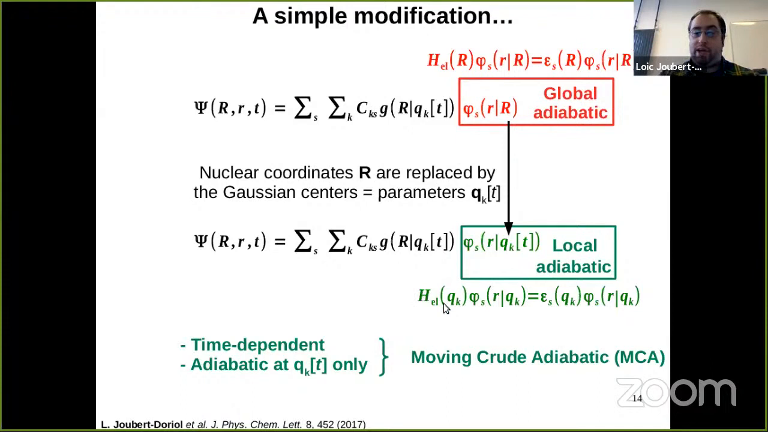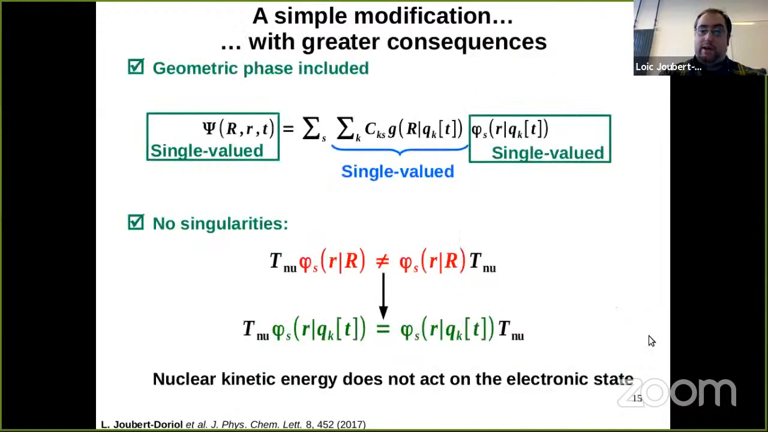So it's locally adiabatic at the center, but everywhere else it's considered to be diabatic. And this is what, in fact, we call crude adiabatic states. Since this parameter is time dependent, these states are also time dependent. And that's why we call it moving crude adiabatic states, MCA. And it solves both of the problems, as I mentioned, in that the big R dependence is already removed here.